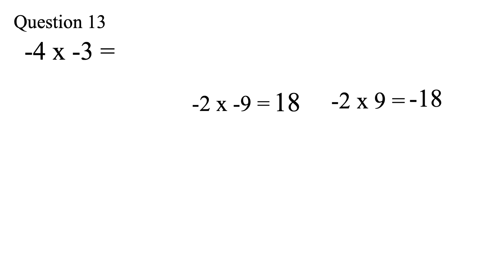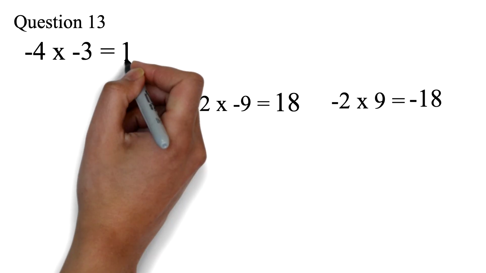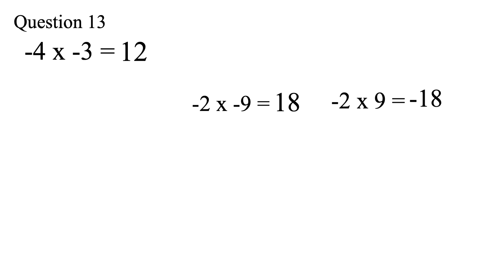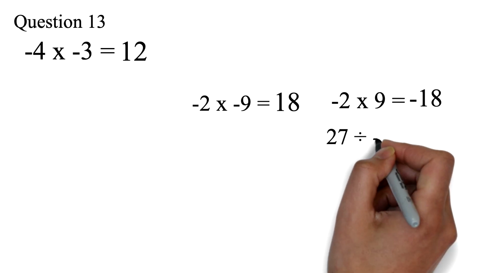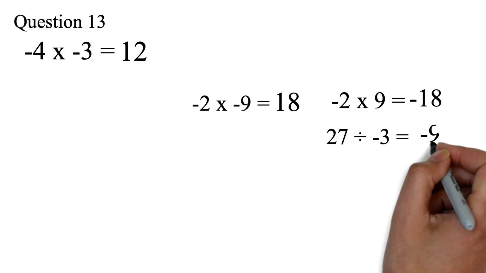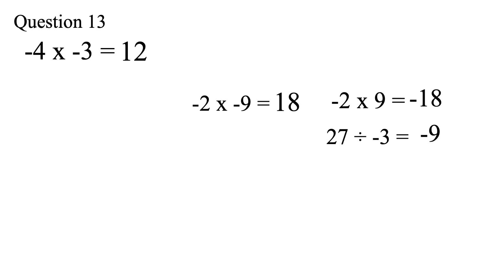Let's look at our question. So this will be positive 12 as our answer because both values are negative. This idea is the same for division. So 27 divided by -3 will be -9 because one of the values is negative and the other is positive.